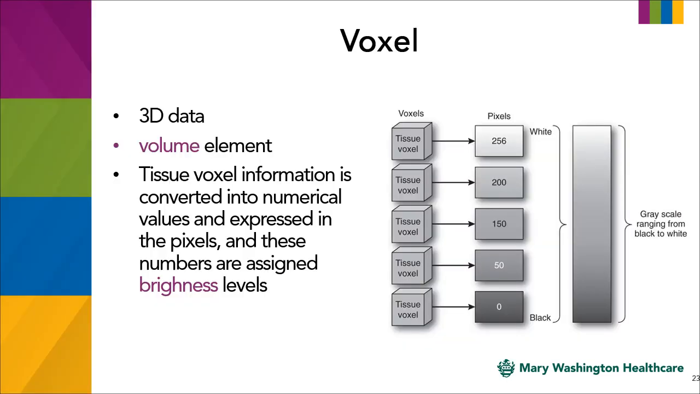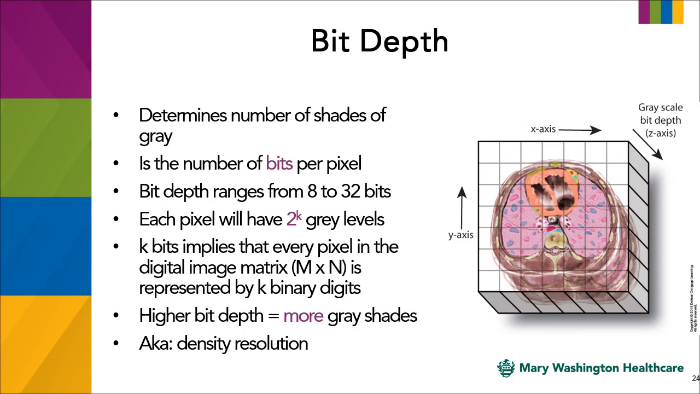A voxel is known as 3D data. It's a volume element. So tissue voxel information is converted into numerical values and expressed in the pixels, and these numbers are assigned brightness levels. Bit depth determines the number of shades of gray. It is the number of bits per pixel. Bit depth ranges from 8 to 32 bits. Each pixel will have 2 to the k power of gray levels. We'll take a look at this on the next slide.